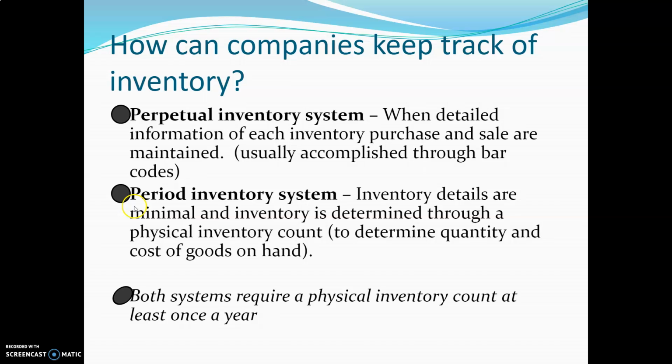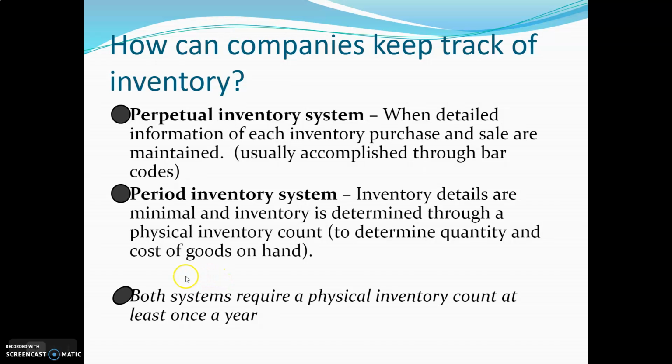In contrast, there's something called a periodic inventory system, and this is where inventory details are minimal and inventory is determined through a physical inventory count, which means you have to actually count out what's in your inventory at the end of a period. So determine quantity and cost of goods sold on hand. And what we mean by on hand is what's actually in your store.